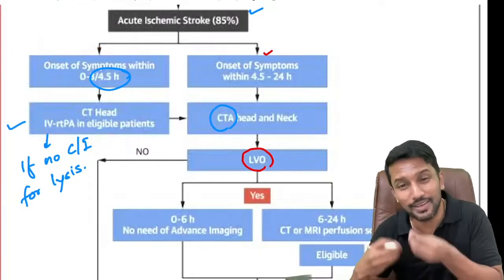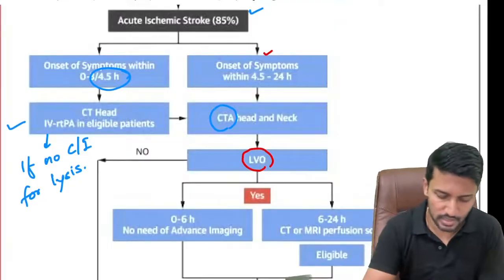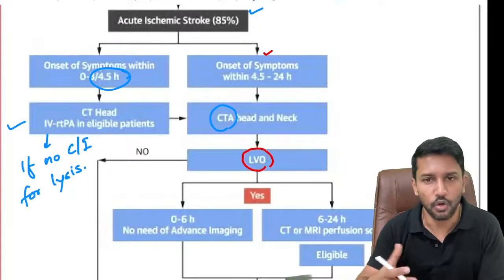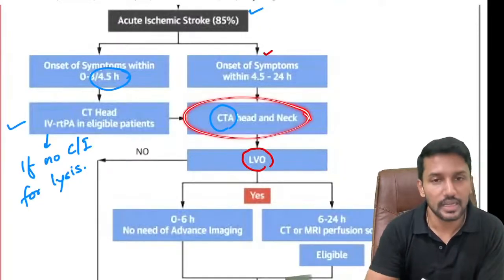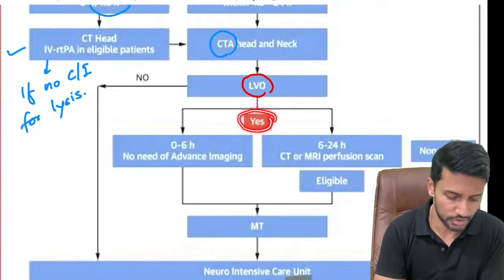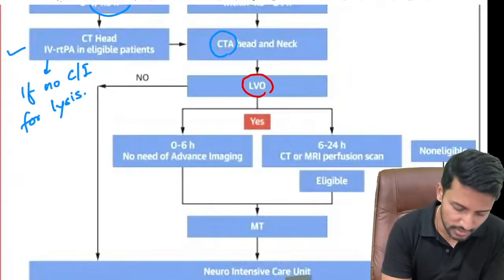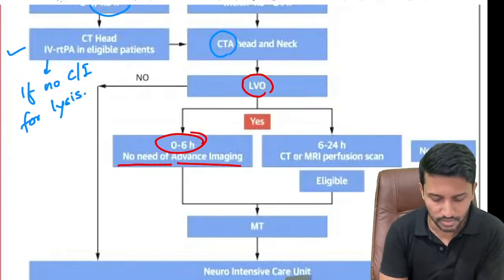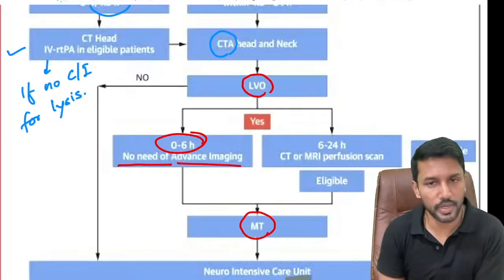Only thing that we can think of is mechanical thrombectomy. Obviously, to decide whether he is fit for mechanical thrombectomy or not, we have to do large vessel occlusion analysis using the CT angiogram. Once we have done that, if there is a large vessel occlusion and patient has presented within 6 hours, as I've already told you, there is no need for any advanced imaging. Go ahead and do the mechanical thrombectomy.